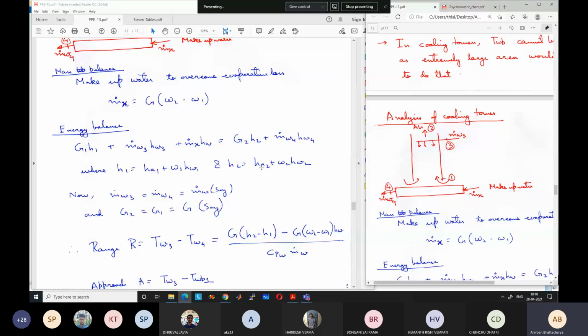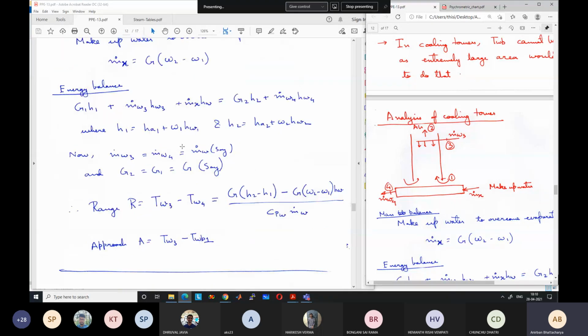So this is the energy balance, and we can assume that m dot W3 is equal to m dot W4. The mass flow rate of water remains constant. Whatever comes from the condenser is sent to the condenser. So let us call this m dot W, and also the mass flow rate of dry air remains constant.